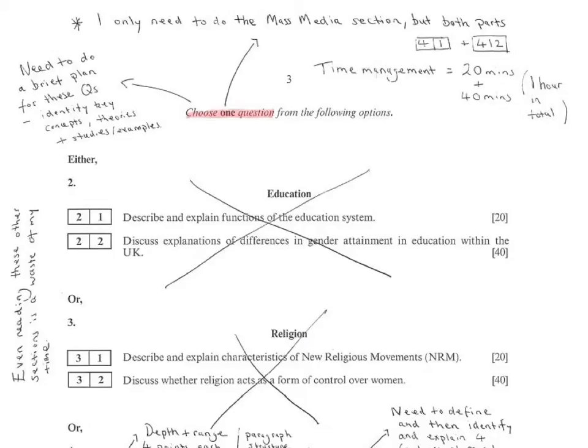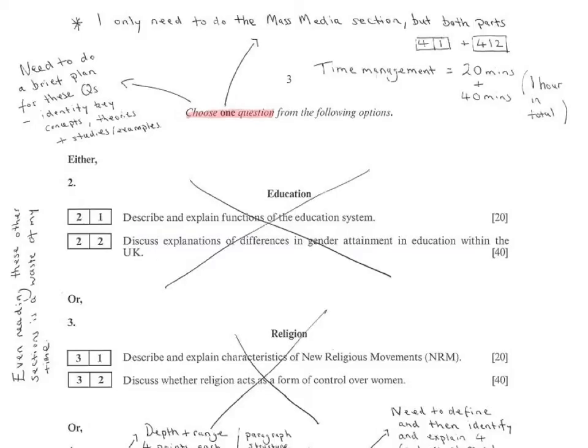But within the mass media section, you've got to do both parts, both the 20 marker and the 40 marker. And again, I would be thinking about time management. So I should be turning over to this section of the paper after about half an hour, and I need to spend 20 minutes on the 20 marker, 40 minutes on the 40 marker. That's 1 hour in total.